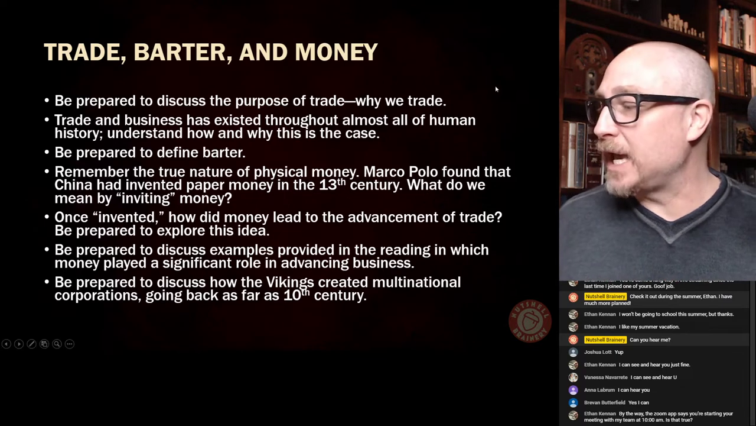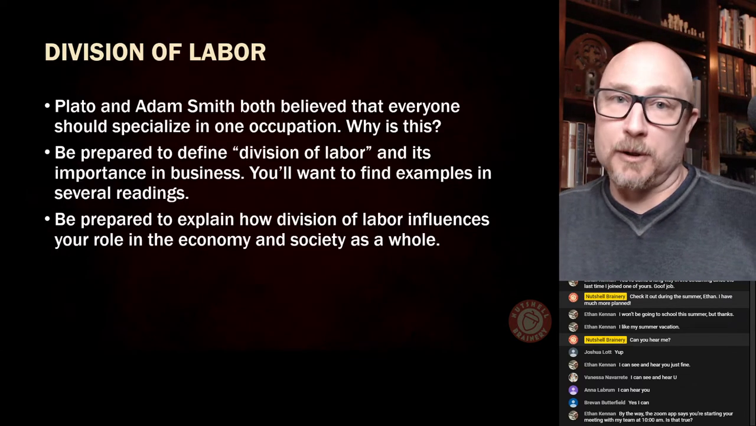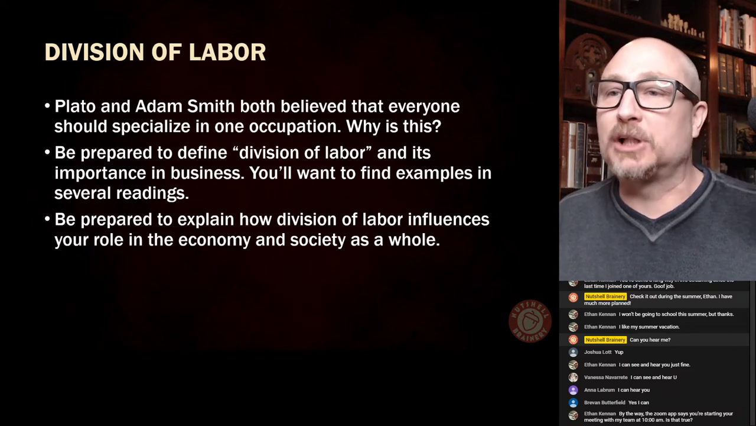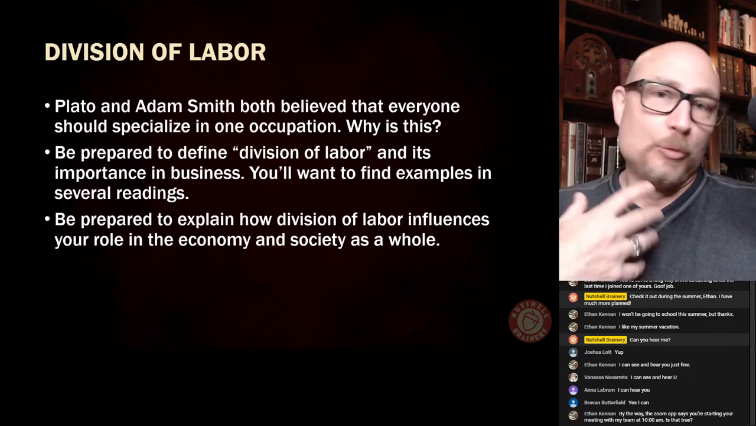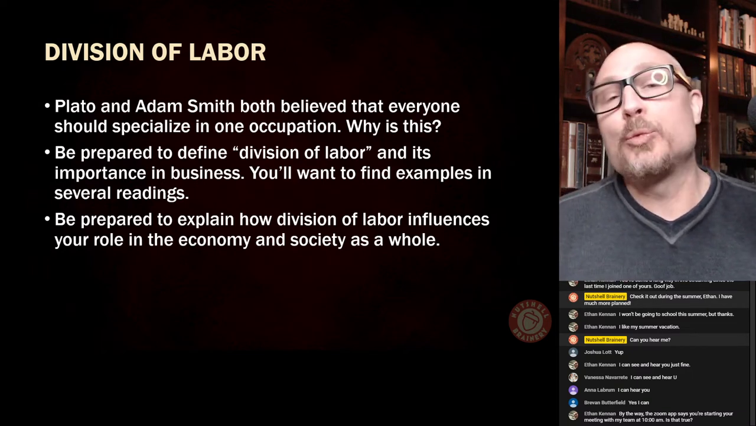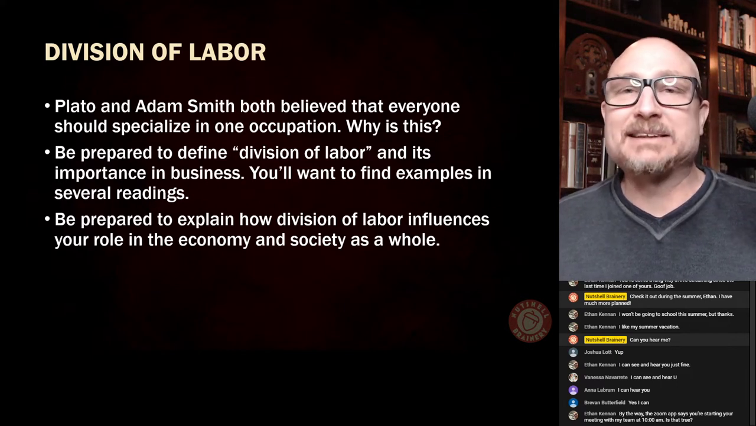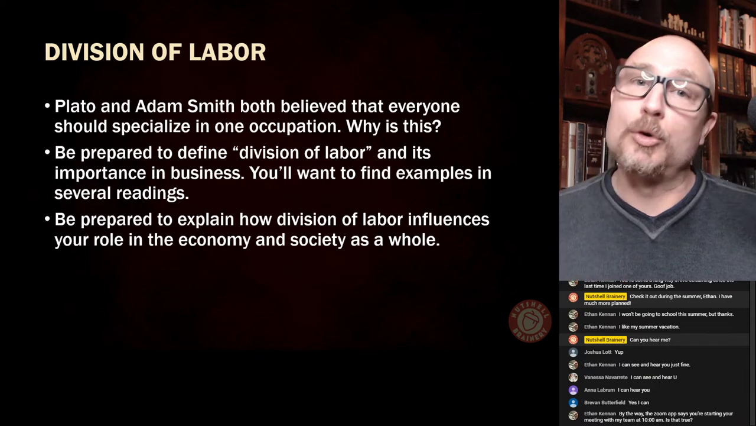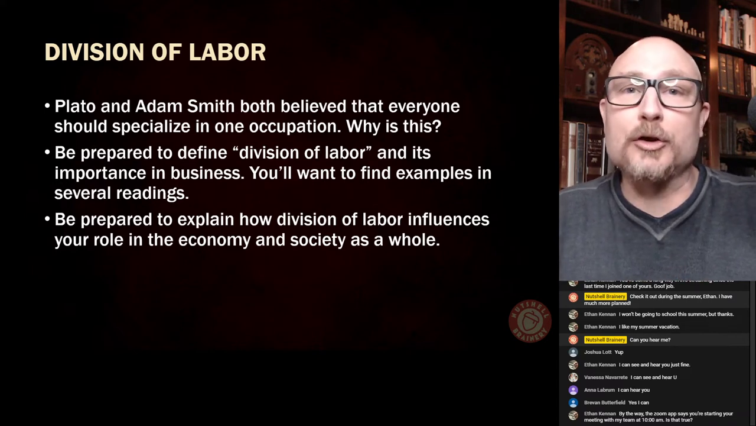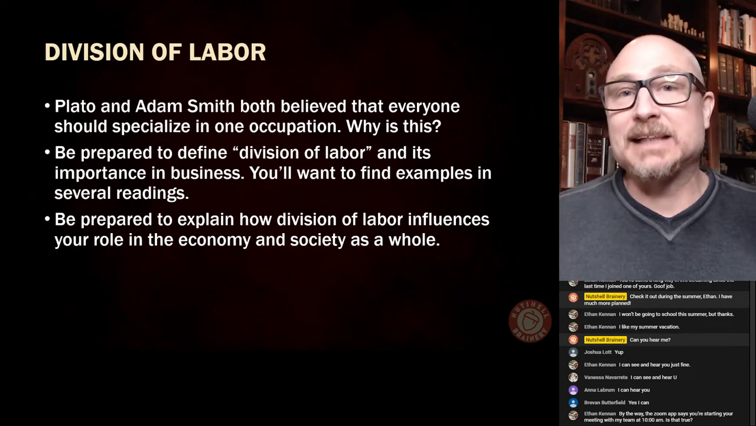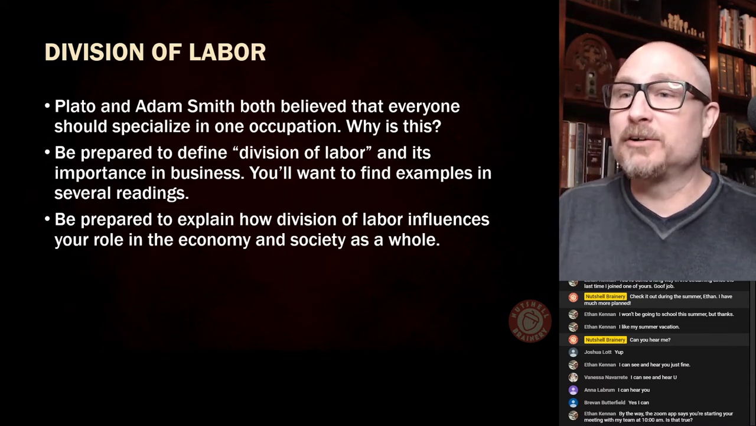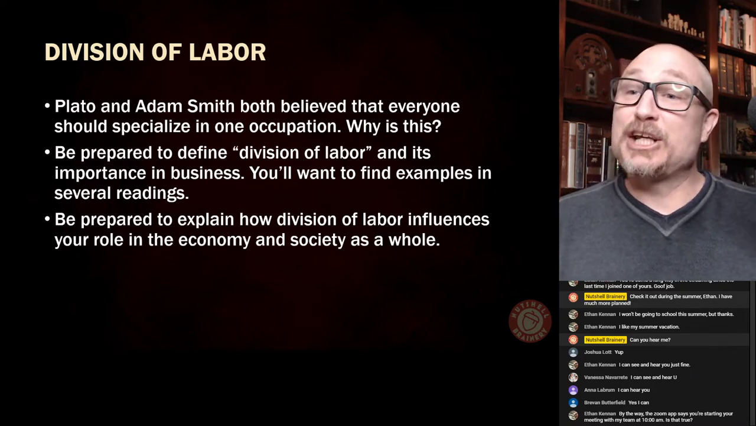You'll be good. Okay, so division of labor. All right, you'll want to make sure that you can define this. Plato and Adam Smith both believed that everyone should specialize in one occupation. Why is that? Well, you remember all that. Nobody can do everything. I can't do everything. You can't do everything. And yet we need all these needs fulfilled. And so it makes sense that we should specialize in something so that we have a role in that community. Furthermore, the more specialized we become, the better we are, the more efficient we are, the higher the quality, the lower the costs. So it just makes sense from an economic standpoint that we would specialize. There's your answer.